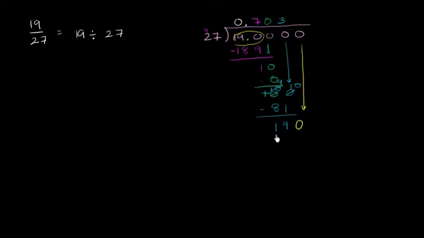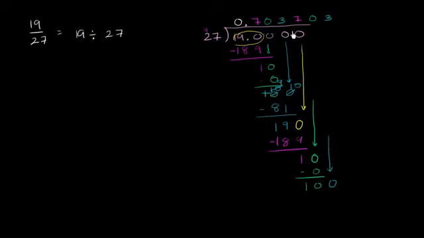So 27 goes into 190. We already played this game. It goes into it 7 times. 7 times 27, we already figured out, was 189. We subtracted. You had a remainder of 1. Then we brought down another 0. We said 27 goes into 10 0 times. 0 times 27 is 0. Subtract. Then you still have the 10, but we got to bring down another 0. So 27 goes into 100. We've already done this: 3 times.